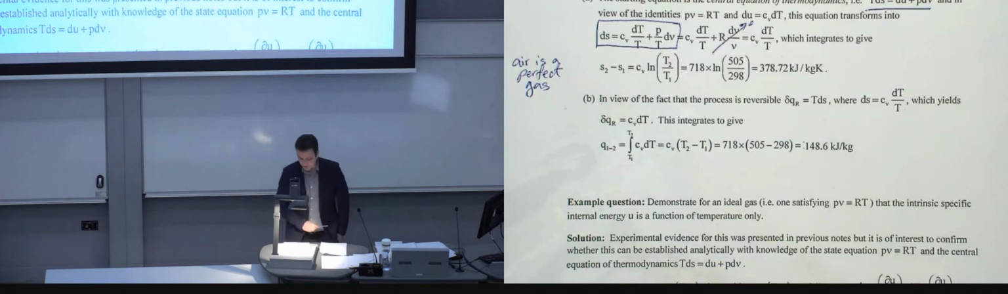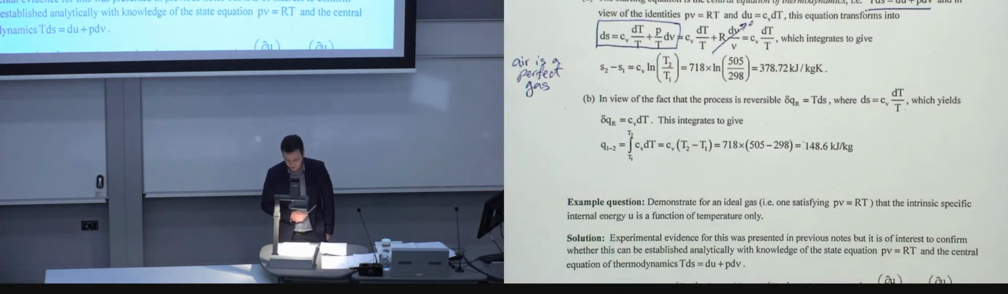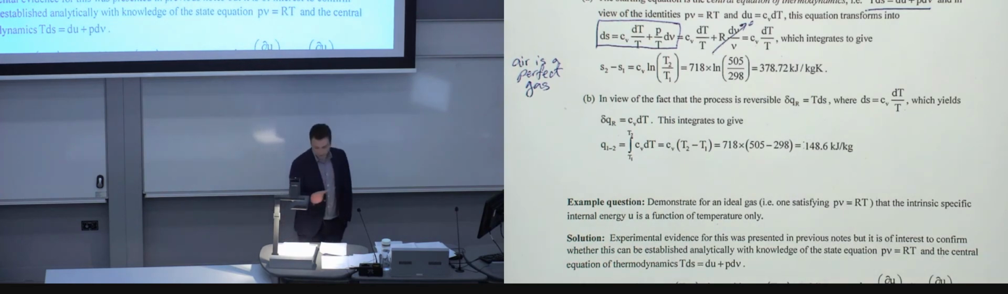And once you do the integration, you just insert the numbers that we have in the question, and you find your change of entropy in the units of kilojoules per kilogram Kelvin. Again, very important to put the units. If you just put the final answer without any units, you're not going to get the full mark, if that's the exam question.